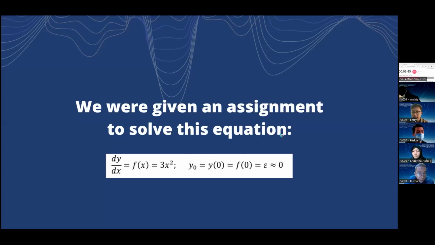All right, next. Back to what actually our problems are. We were given an assignment to solve this equation, which is the ODE or ordinary differential equation that my friend Bisma just explained before. Based on the problems, we have a question dy over dx equals f(x) equals 3x squared, and we have to solve that, with the requirement y(0) equals f(0) equals epsilon, which is about 0. Next.